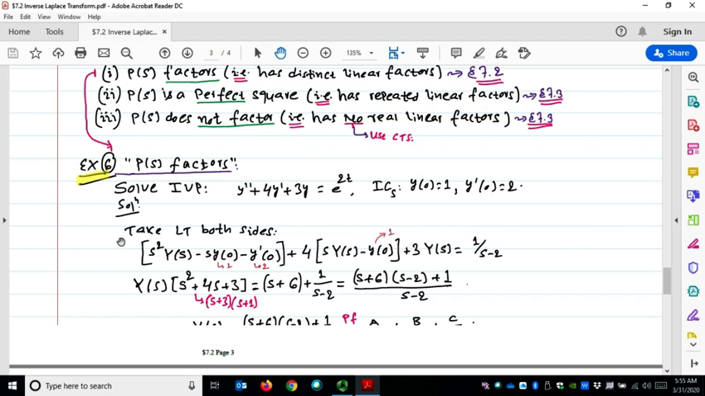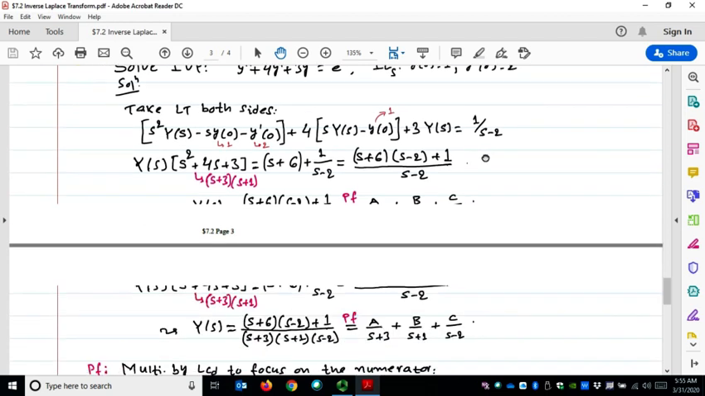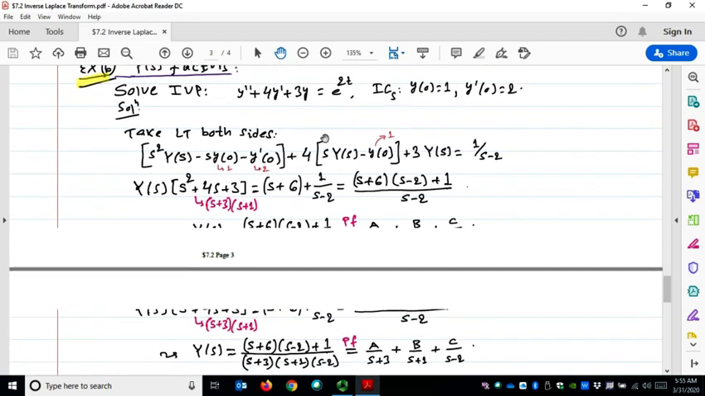And the solution, first take the Laplace transform of both sides. Laplace transform of y double prime plus 4 times Laplace transform of y prime plus 3 times Laplace transform of y equals Laplace transform of e to the 2t, which is 1 over s minus 2. And then next, put in the initial conditions and simplify, collecting the transform terms to the left side and the terms not involving capital Y to the right side. So we have this one here.